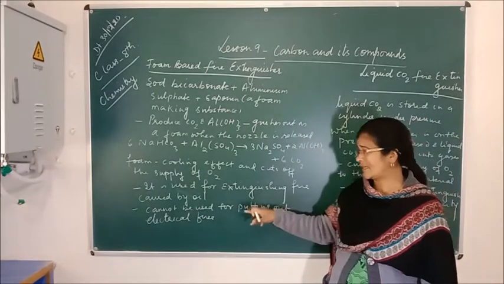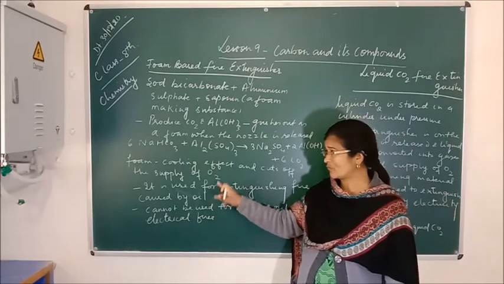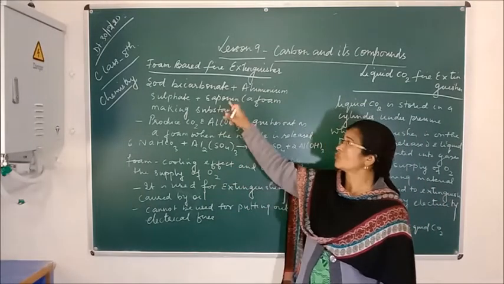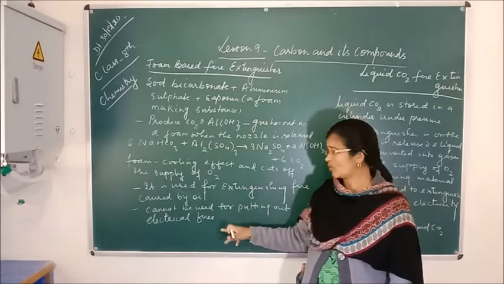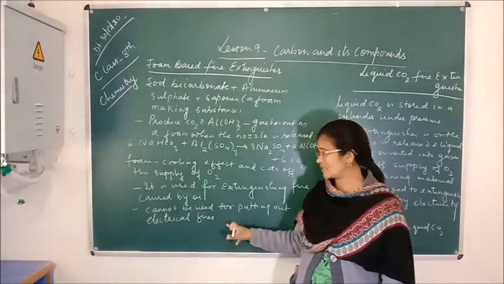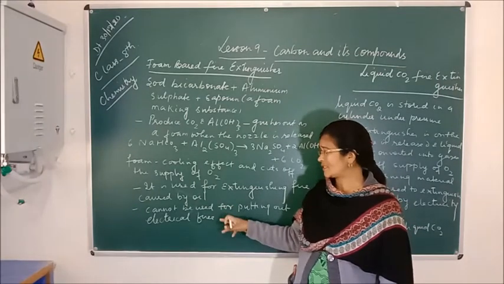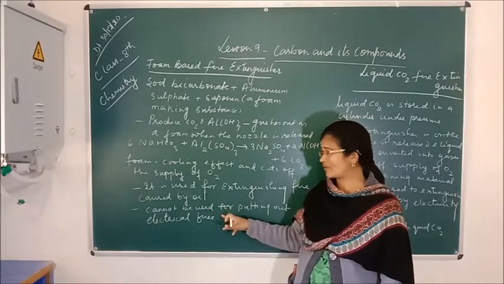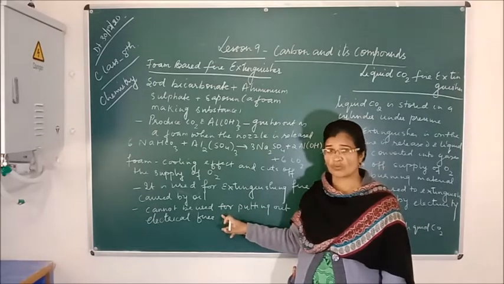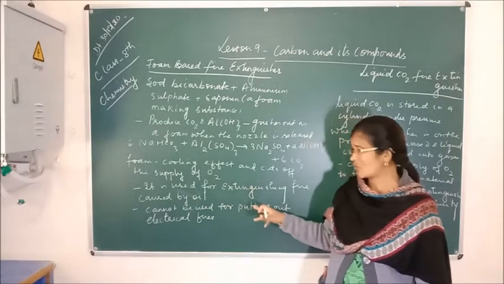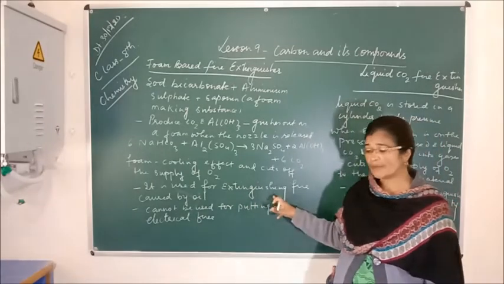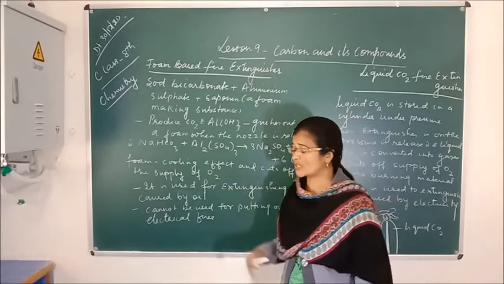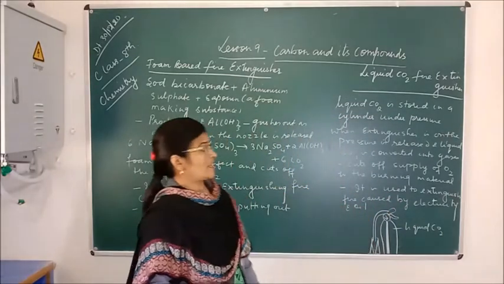but it is not used to put out the fire which is caused by electricity, because for making the solution of sodium bicarbonate and aluminum sulfate, water is used, and we all know that water is a good conductor of electricity. That's why, because the solution is having water in it, it is not used to put out the fire caused by electricity. But it is used to put out the fire caused by oil. So this type of fire extinguisher is called foam based fire extinguisher.